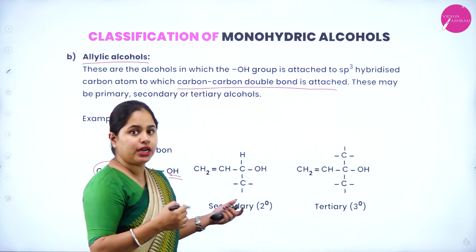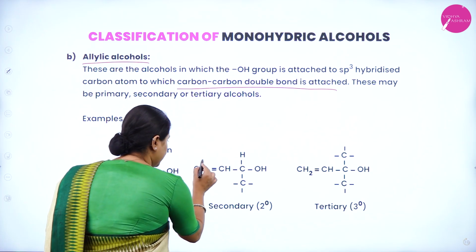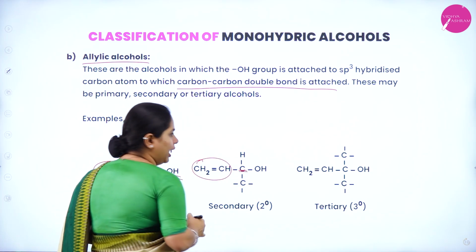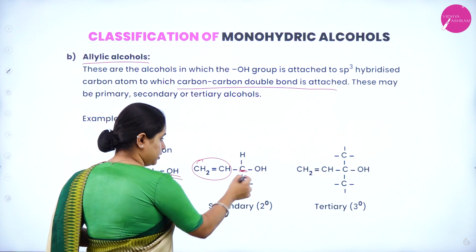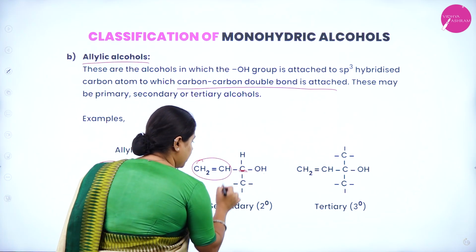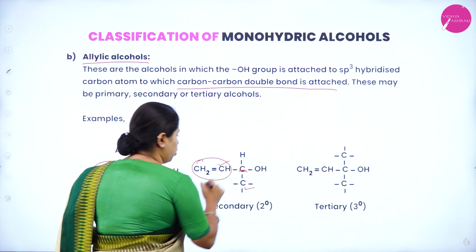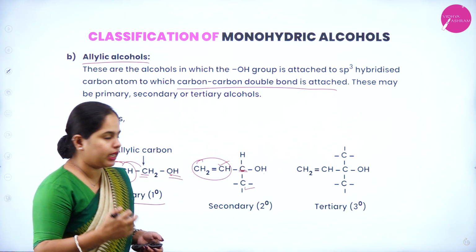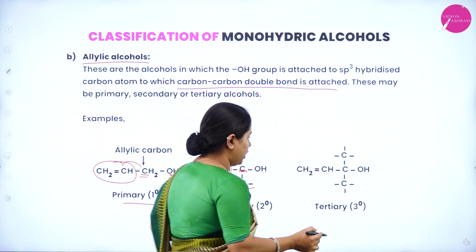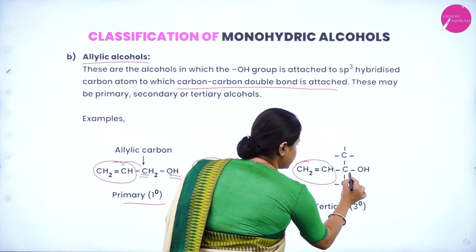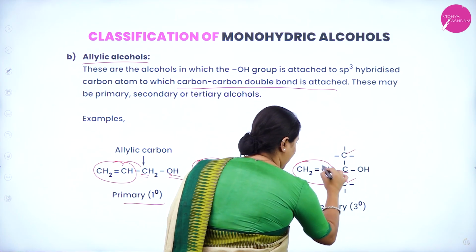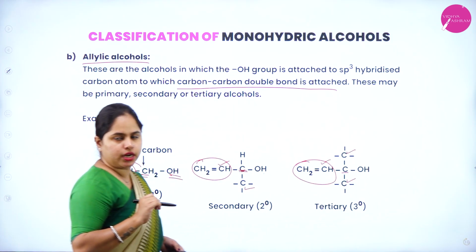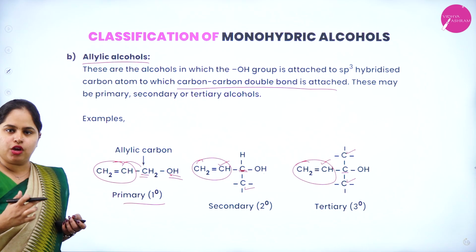And now this is a secondary allylic alcohol. See, again the double bond is here. This is your allylic carbon to which the hydroxyl group is attached, right? And this carbon atom is further attached to 1 and 2 carbon atoms. So it is secondary. Now we have a tertiary allylic alcohol. As you can see, this is the double bond. This is the allylic carbon, right? It is further attached to 1, 2 and 3 carbon atoms. So it is tertiary. I hope allylic alcohol is clear for you.